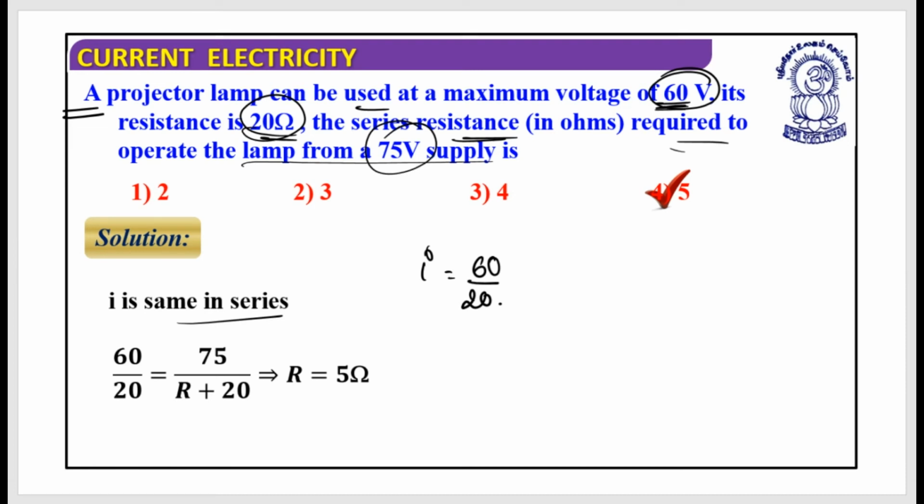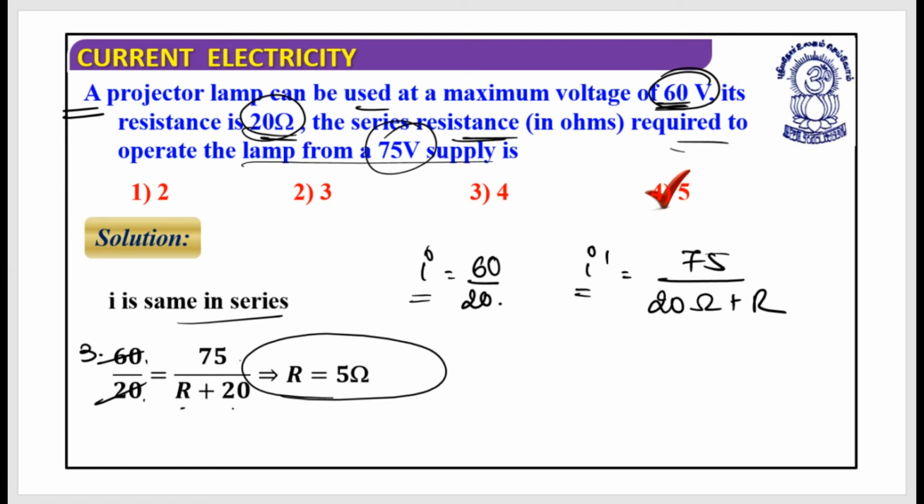I am going to add series resistance so that it can be operated with the 75 volt, but the current would remain the same. So the new current will be equal to 75 divided by 20 ohm plus R, and these two should be the same, because for the bulb to operate, that is the maximum current that can flow through the circuit. So I is equal to I dash. Let's put up the values. 60 by 20 should be equal to 75 divided by R plus 20. 60 by 20 is 3, so if I solve this, 3R plus 60 is equal to 75, and thus R is equal to 5 ohm.